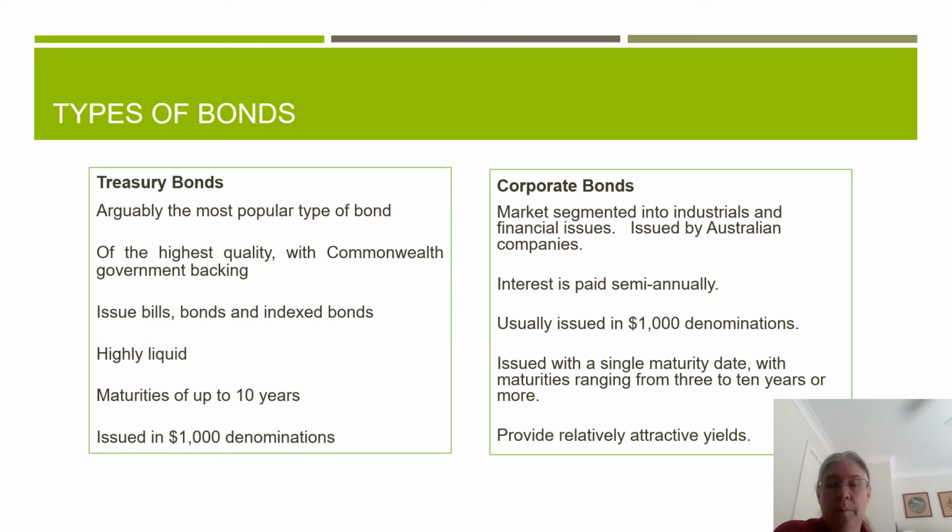Then we have corporate bonds. There are different types, different industries, and they're issued by Australian companies and pay interest twice a year. Also, they have a face value of $1,000. Usually issued with a single maturity date for 3 to 10 years, and they give a higher return. They're more risky and they give a higher return than the treasury bonds.